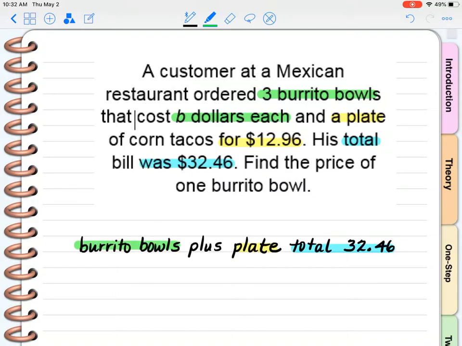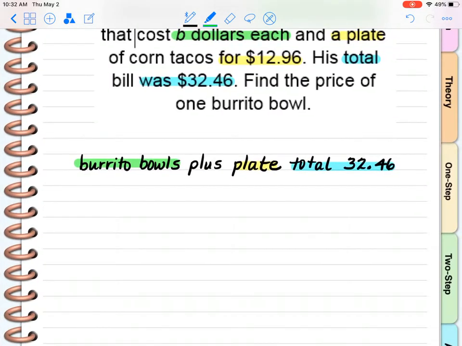And then we just have to know that we have to add. Total is a clue. That is one way to know that we're adding these things together, but it's also just sort of common sense. So never forget about your common sense. Okay, for the burrito bowls, it tells me that he bought 3 of them and that each cost $B. So 3 bowls, $B each. That's going to be 3B.